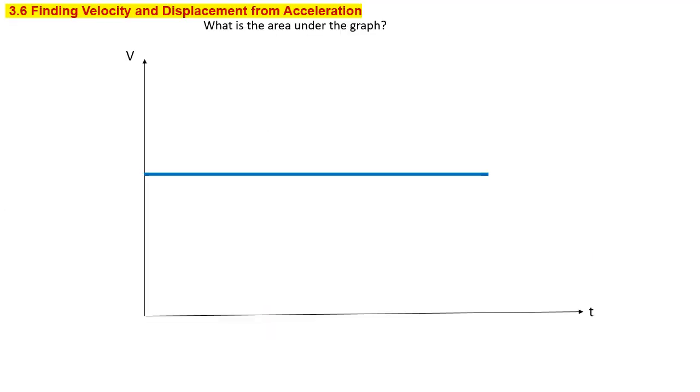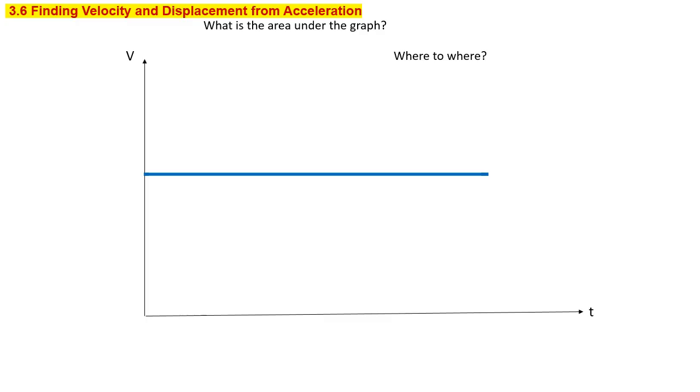Now we discuss finding velocity and displacement from acceleration. Look at this graph, a velocity versus time graph. You see a straight line. From this we understand that velocity is constant.